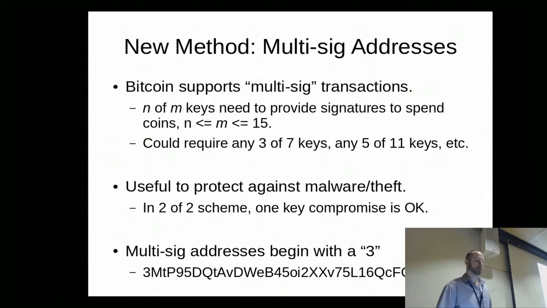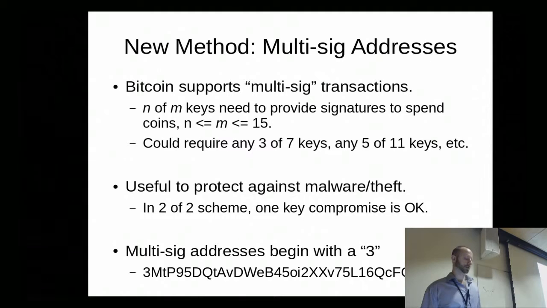I started looking at these multisig addresses. That happened to be the key to solving everything. So a little bit about these multisig addresses. It's kind of an obscure feature, but pretty interesting. It's a system where you can say, here's M public keys, and to spend these coins, any N of them are needed, up to 15. So you can say, all right, here's 7 keys, and in order to spend these coins, any 3 signatures need to be present. Or you can say, here's 11 keys, any 5 of these need to be present.